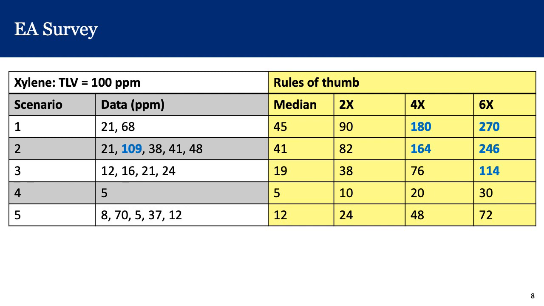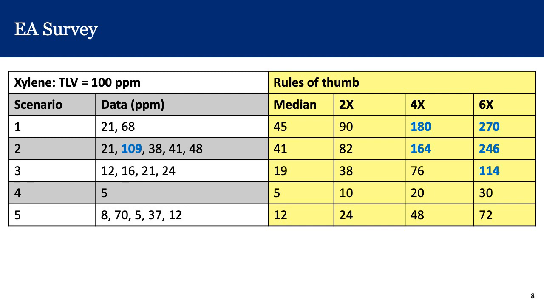In the fourth data set, we have only 1 data point, 5, and so the median is just 5. And if you multiply it by 2, 4, and 6, at most we get a value of 30, even if it's a highly variable setting. And so we can conclude that this most likely is an acceptable exposure scenario. Although you may still have some misgivings because you're basing your judgment on just 1 data point, and you may decide that a few more data points might need to be collected.